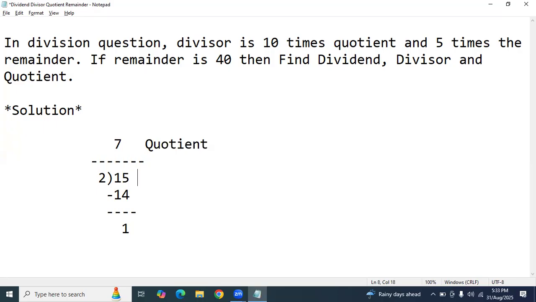15 is called the dividend. The original number which we actually divide is called the dividend. This 1 is called the remainder. And this 2 is called the divisor.